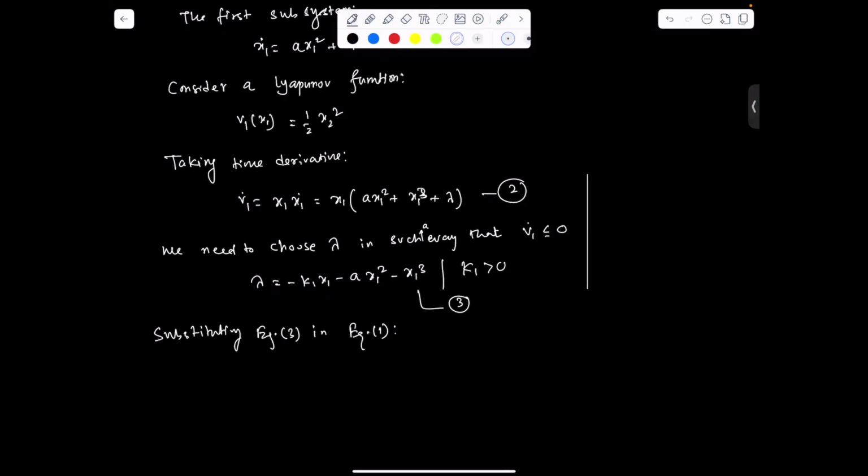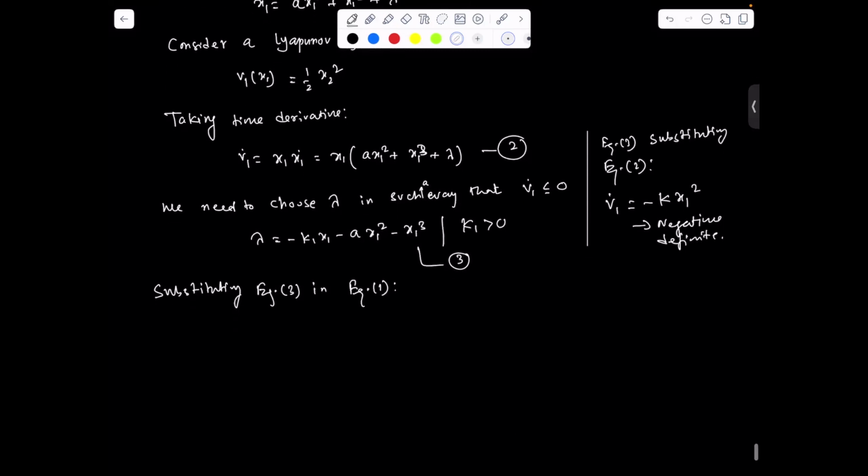So now this lambda, equation 3, substituting in equation 2, we get V1 dot equal to minus k1 x1 square. So this we can say is negative definite.